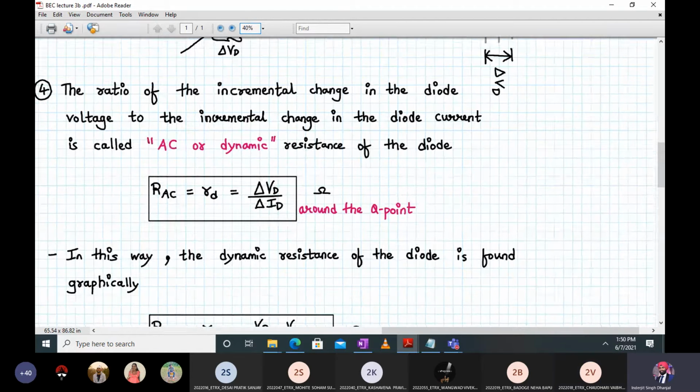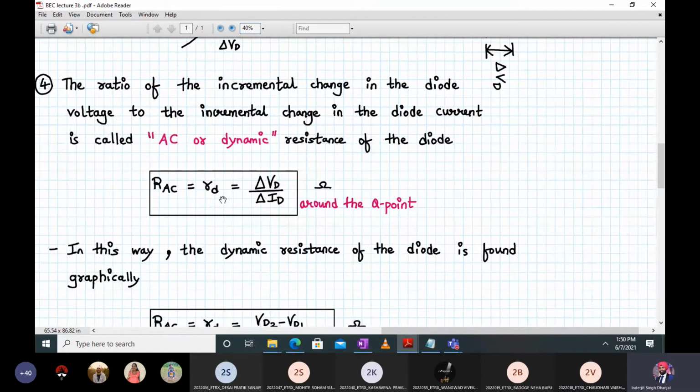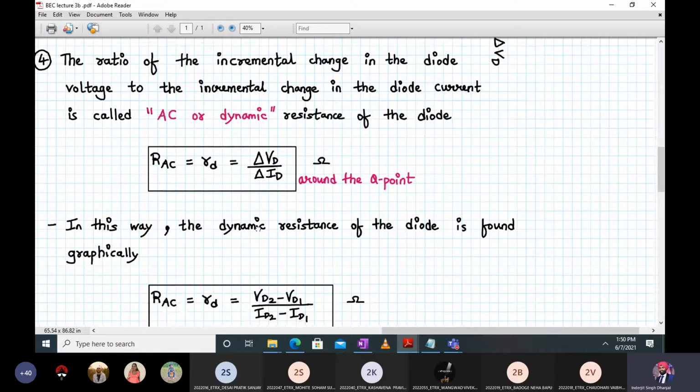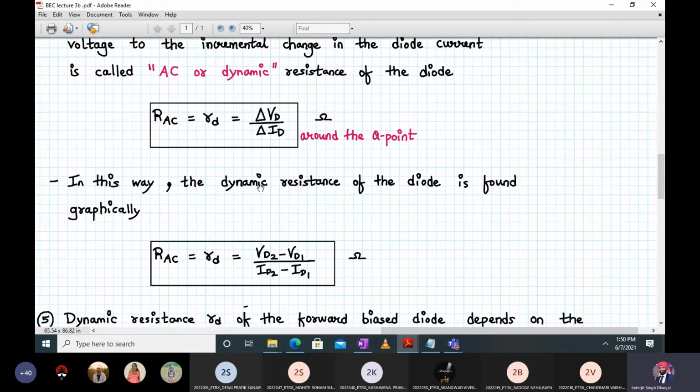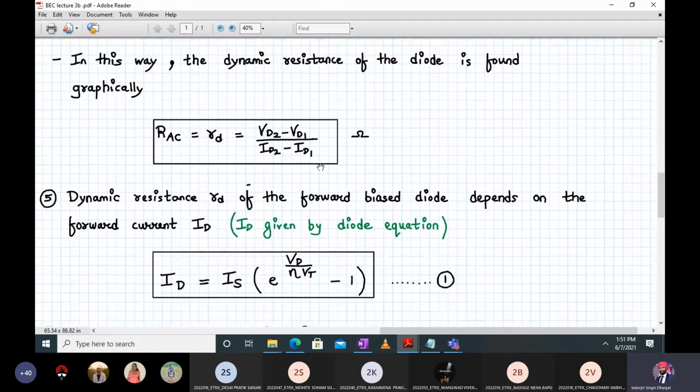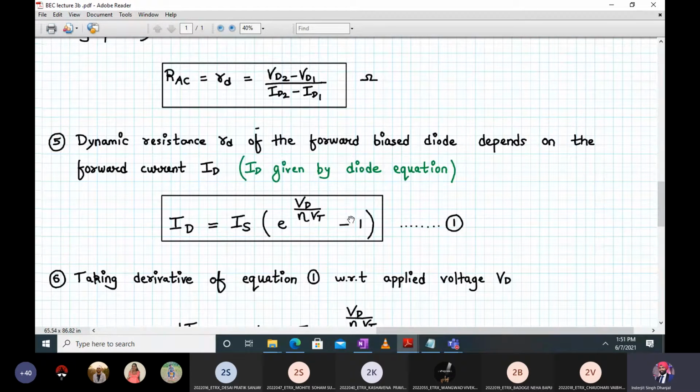Yes, sir. Okay. So this RAC or rd, which is the dynamic or the AC resistance, is found around the Q point with the variation in the voltage and variation in the current. If you want to determine it graphically, it is VD2 minus VD1 divided by ID2 minus ID1, which is delta VD upon delta ID only. And its value is in ohms. The dynamic resistance of the forward bias also depends upon the forward current.